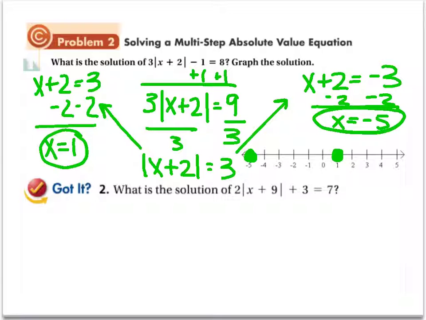For the got it question, think about getting the absolute value by itself first. It's kind of the same sequence that we did in the problem before this. What should I do as my first step? Brennan. Subtract 3. Yep, very good.